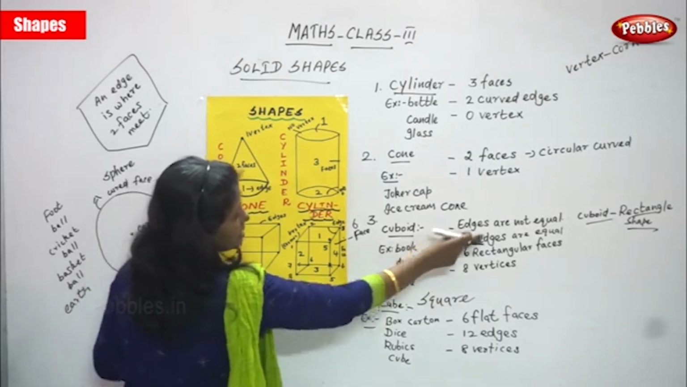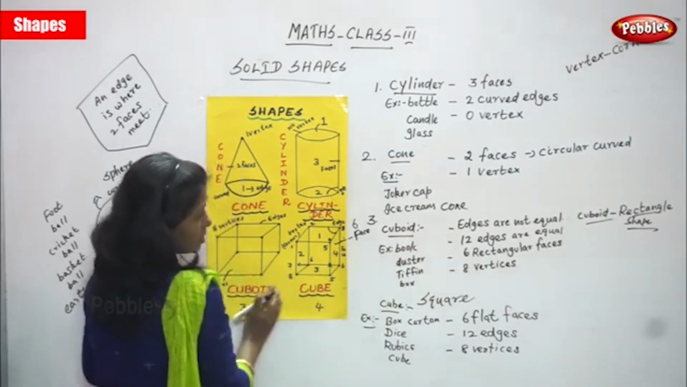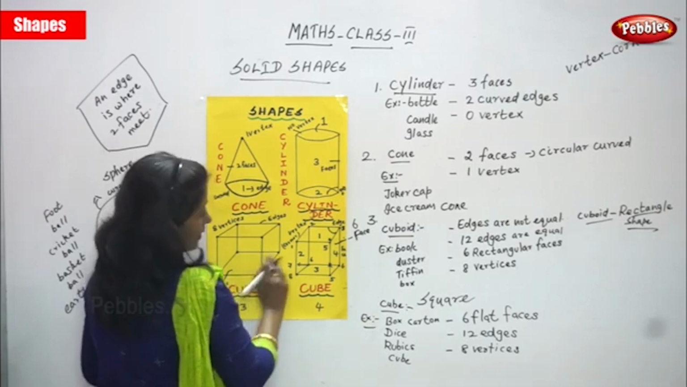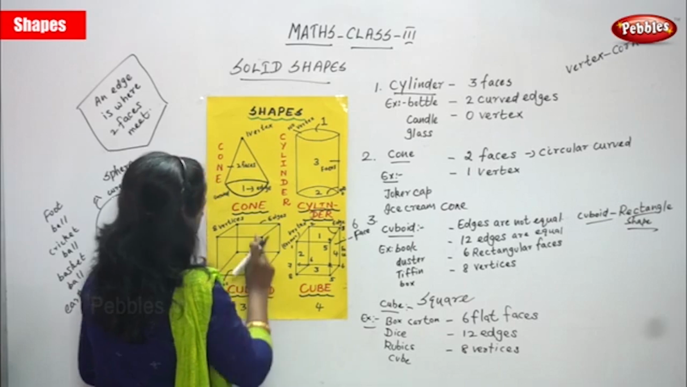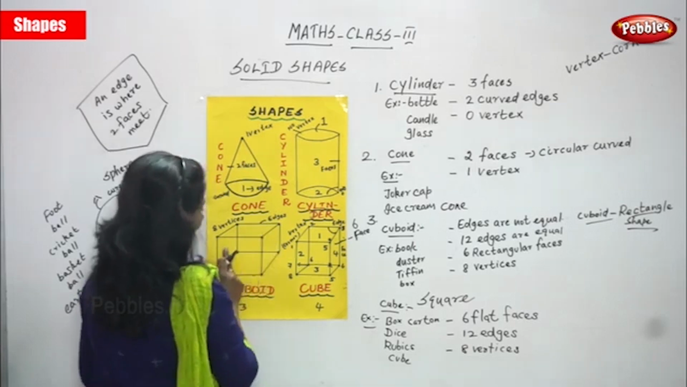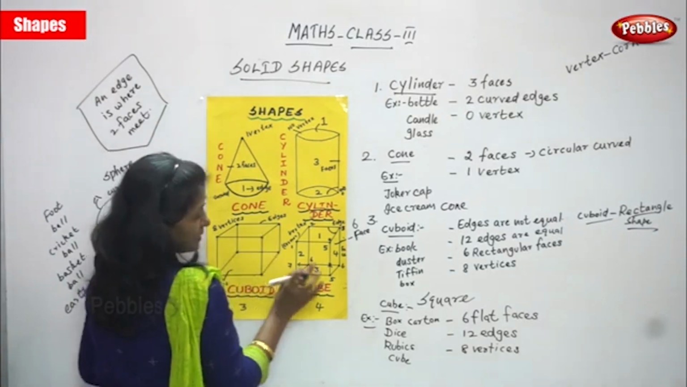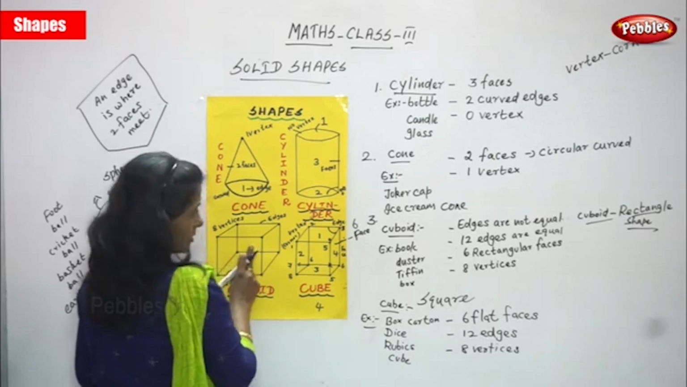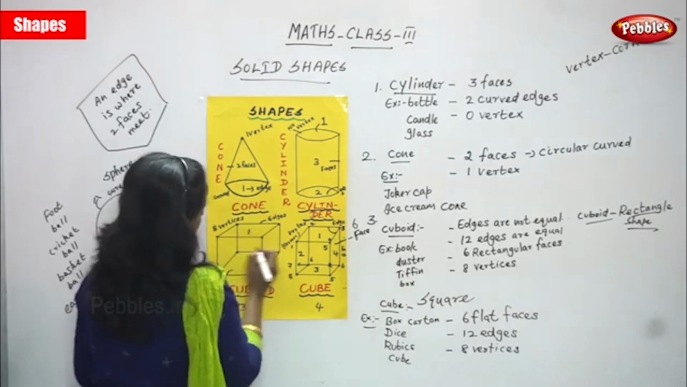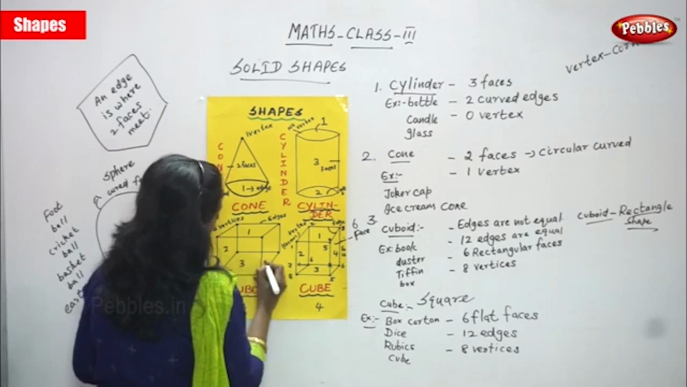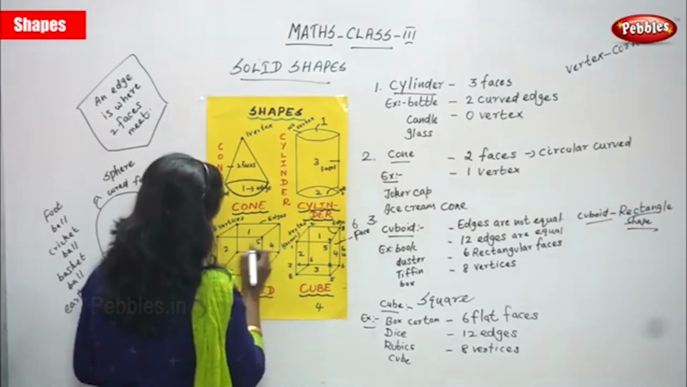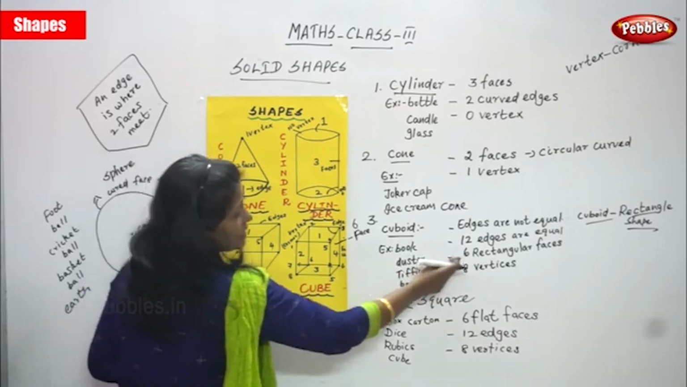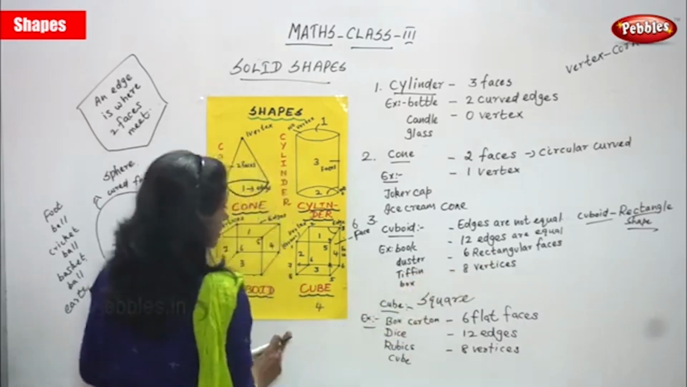So cuboid means edges are not equal, and how many edges? 12 edges, and 6 rectangular faces. Faces, I have told you: 1 face, 2 face, 3 face, and one more is 6. Now in the center, that is also a face. So 1, 2, 3 and 4, this is 5, and again 6. So what is it? 6 rectangular faces and 8 vertices.